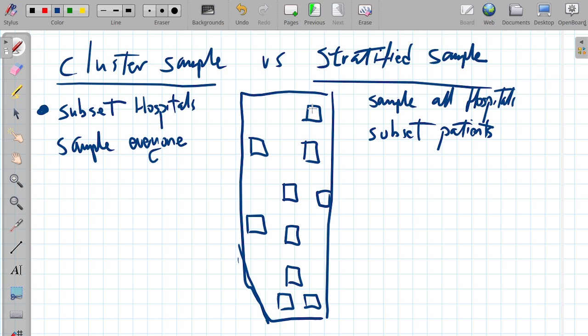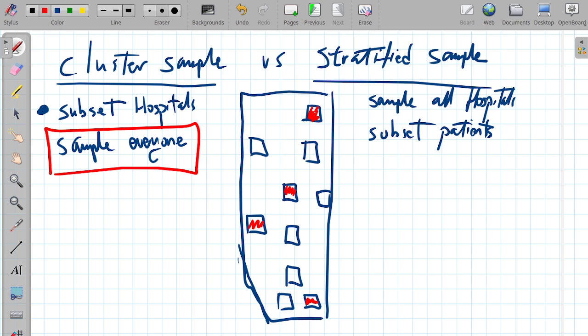Maybe let's get a different color. Maybe I will select this community, and this community, and this community, and this community. Once I subset the hospitals, a random selection of hospitals, then I'm going to go in there and do my survey of every patient in the hospital. I'll do a census in each one of these hospitals.